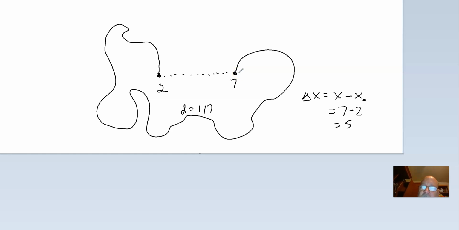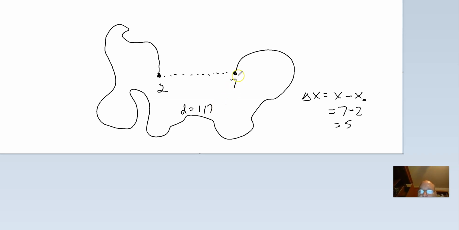And the other real difference in this is that it doesn't matter which direction I went. I could have gone from here to here. I could have gone from 7 to 2. The distance that I went was still 117 units. So when I talk about distance, I don't use direction. Okay, I don't use direction when I talk about distance. I just say I went 117 units.